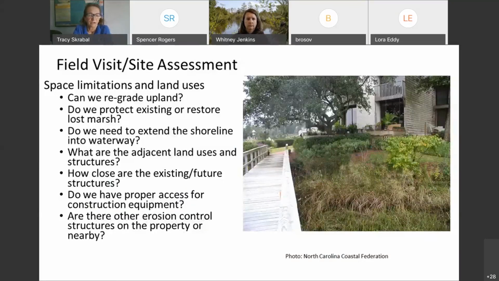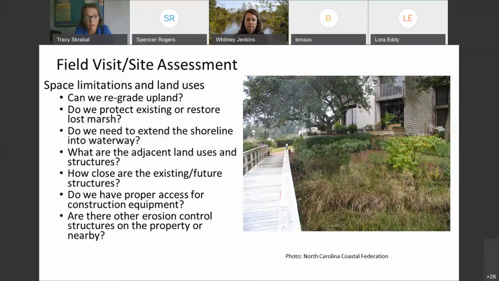The other thing I look at is what I would call conflicting land uses or space limitations, because many of our living shoreline sites require some materials and equipment to be brought into the site. So right away, you're asking yourself, can we regrade the upland, or do we need to regrade the upland? In many cases, if you have a scarped bank, you're going to need to do one of two things, either to regrade.